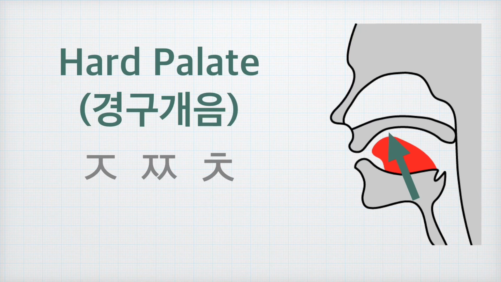Third, the hard palate. The hard palate is placed a bit more inside than the upper teeth gum. We touch the hard palate with the body of the tongue when we pronounce J, JJ, and CH. Try these and make sure it touches the hard palate.